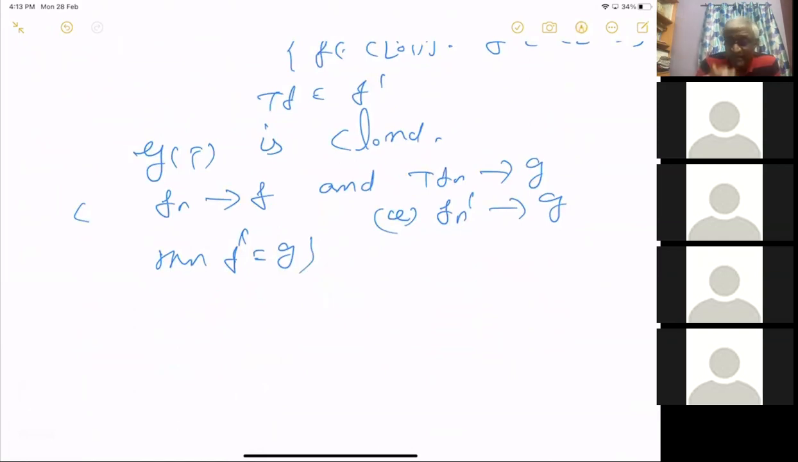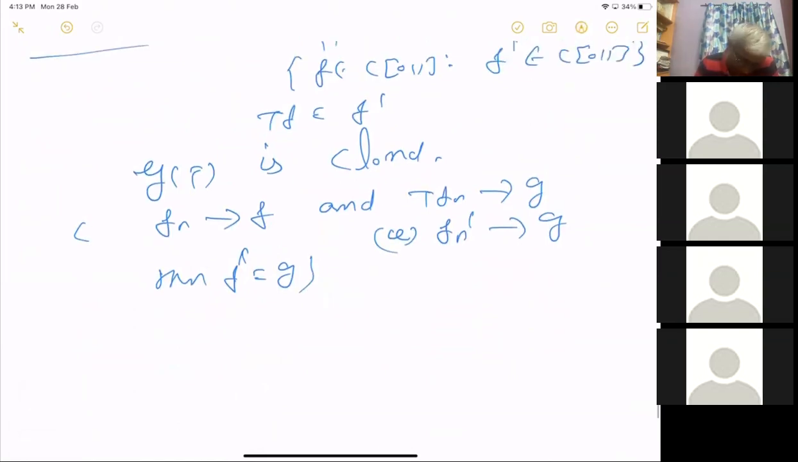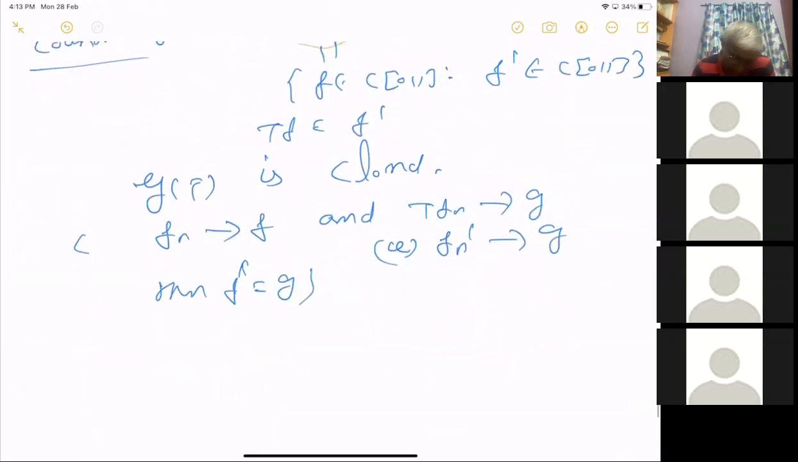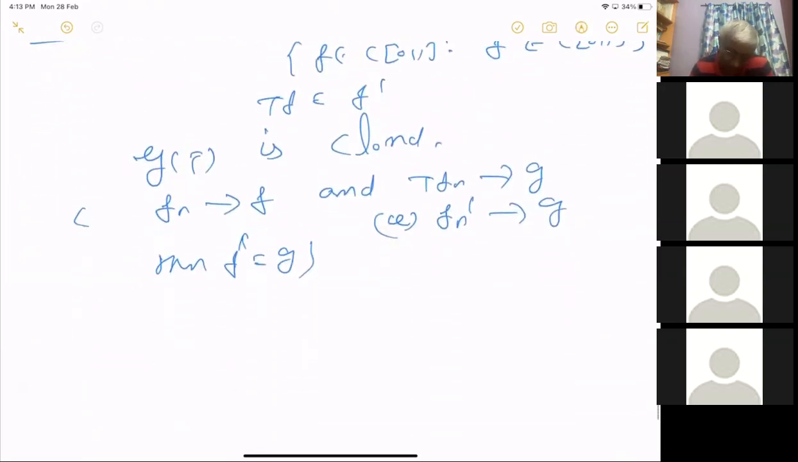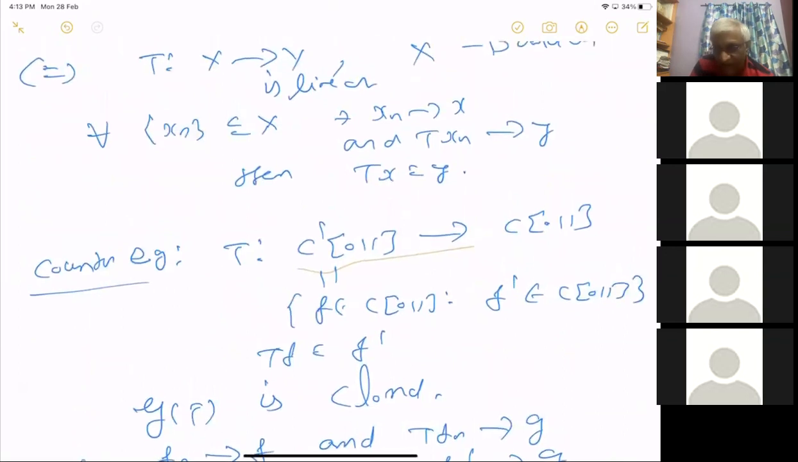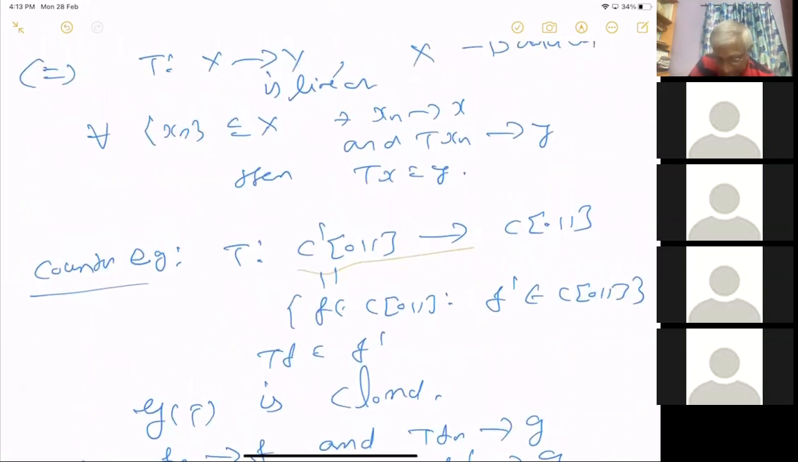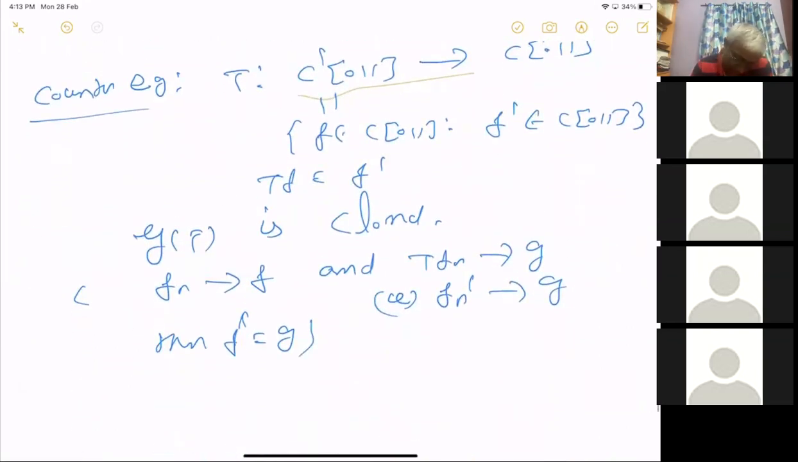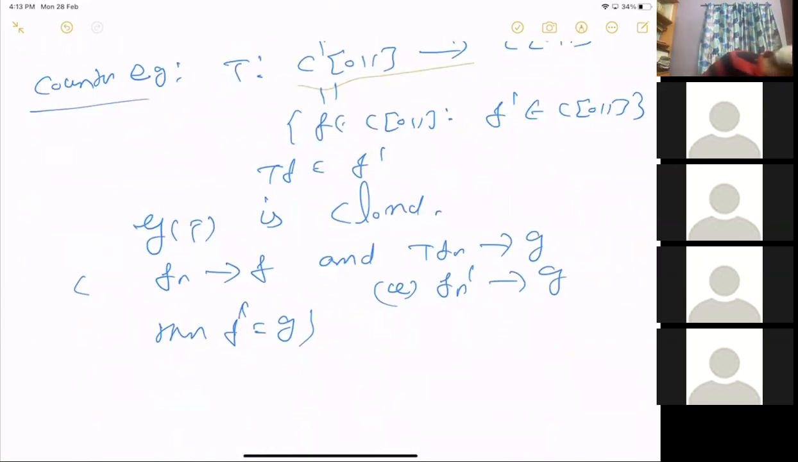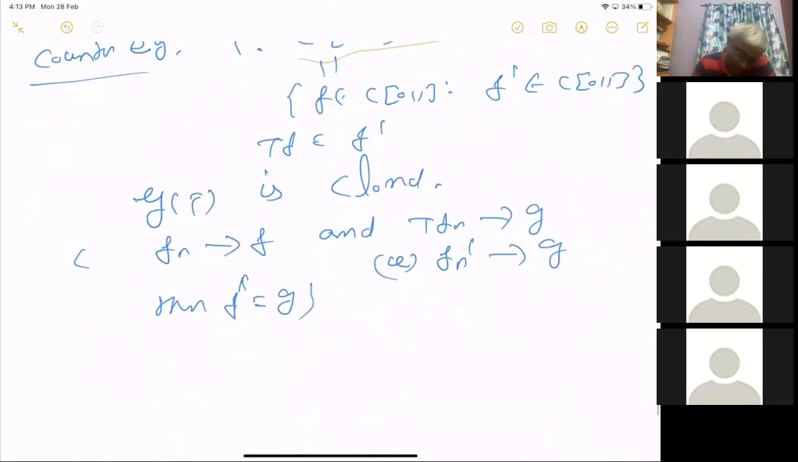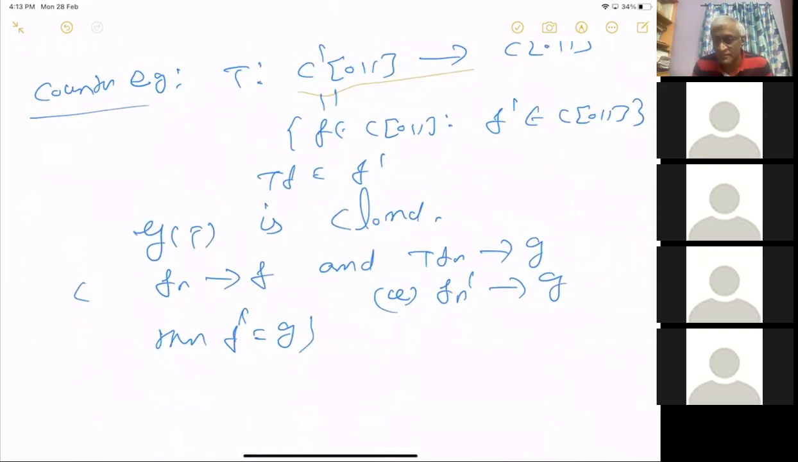I talked about it in some earlier class, I don't remember which. I think I defined the other norm some time back, a different norm on C1 with respect to which it is a Banach space. There also this is used. Because of this, the graph of T is closed. Is it clear that the graph of T is closed?